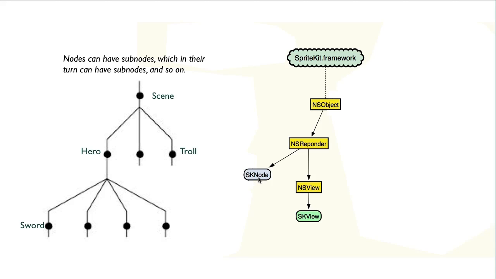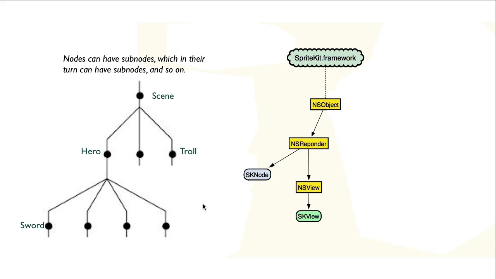A node can have subnodes, which in their turn can have subnodes and so on. So we can have a scene, which is a node, which has subnodes hero, troll, and so on. The hero can have its own subnodes, for instance sword, and so on.